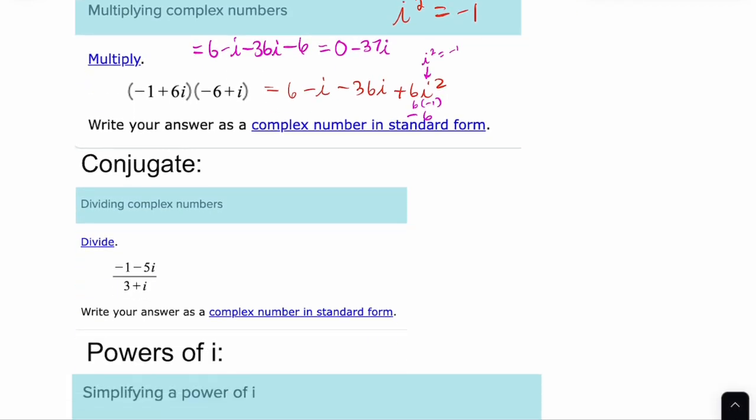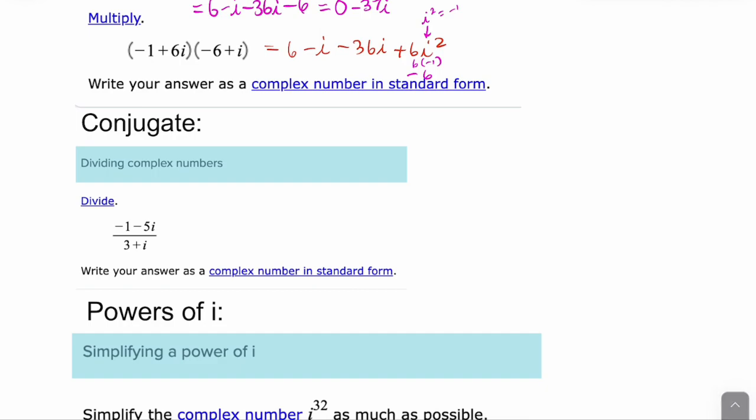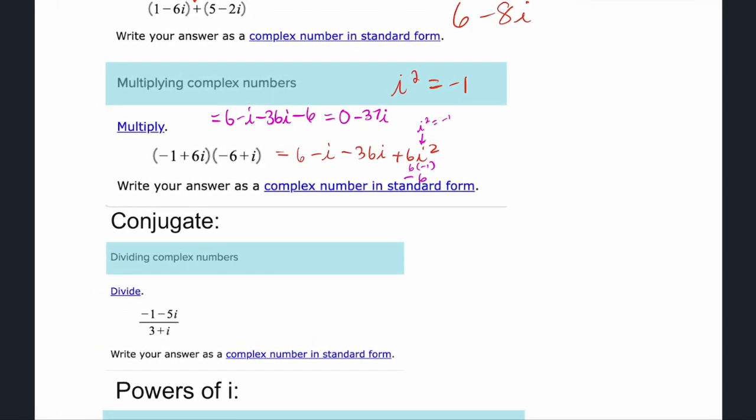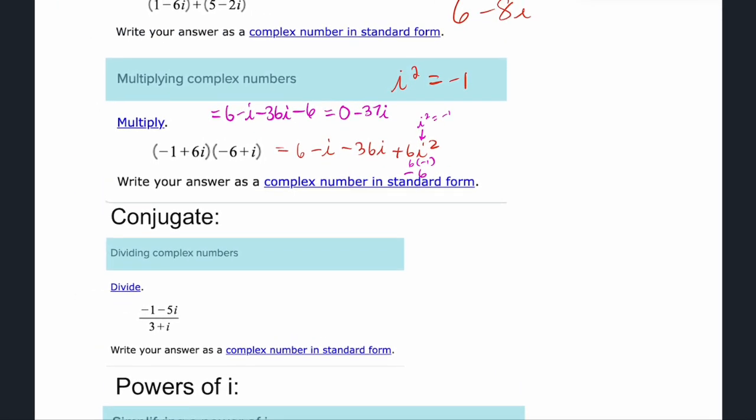Okay. Now let's talk about something called the conjugate. Do you need to see it more? Are you guys good? Okay. The conjugate. That is, A plus BI has something called a conjugate in A minus BI.